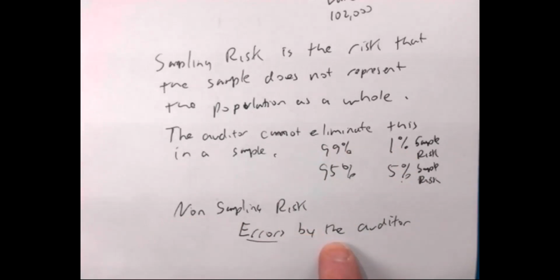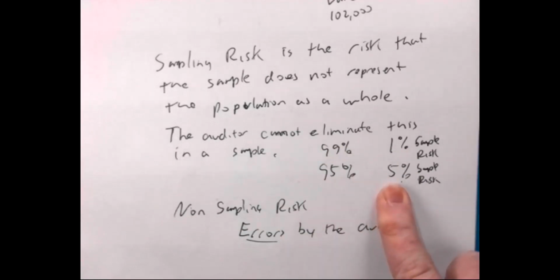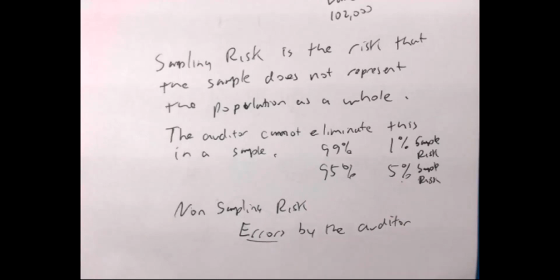So if the auditor audits the wrong thing, if they apply the sample wrong, that's not a sampling error or sampling risk, that's non-sampling risk. That's risk due to error. The only thing that's sampling risk is this. Everything else is not. Anything else that's a risk is not sampling risk. So sampling risk is simply that the sample itself does not represent the population as a whole. And again, a certain percent of the time, that's going to be the case.